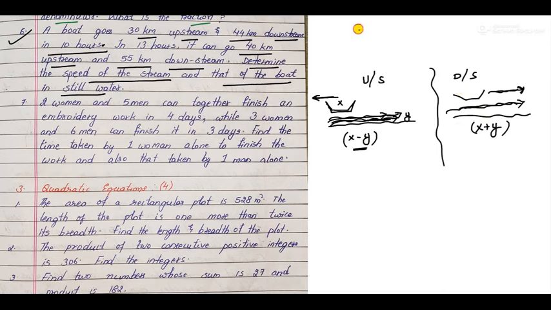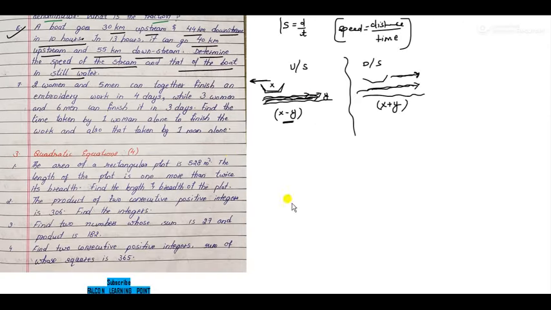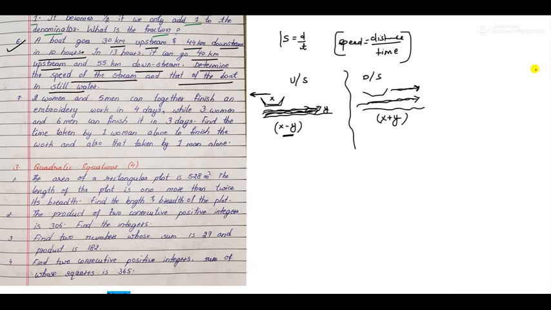We also know that speed is equal to distance by time, right? So let me write it here. Speed is equal to total distance divided by total time taken. I hope you know this physics concept. Now let me read the question.